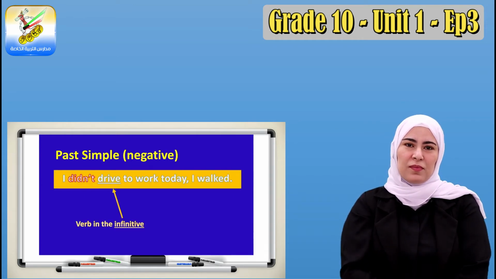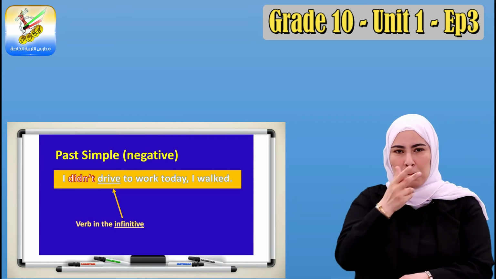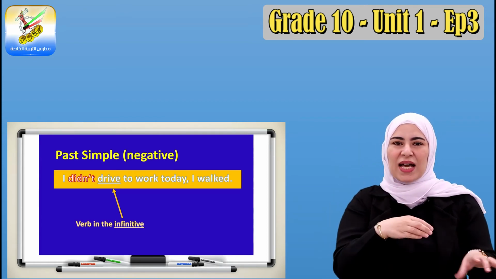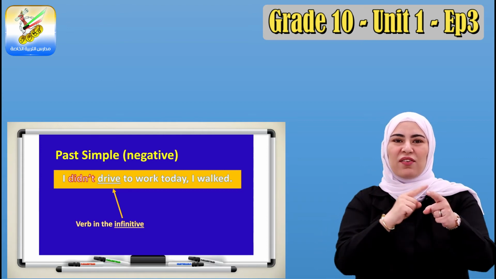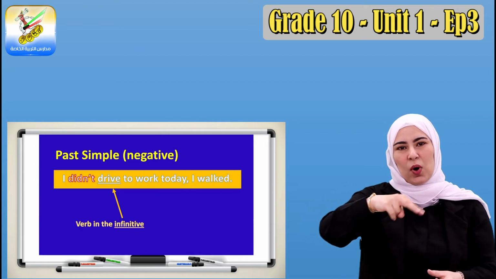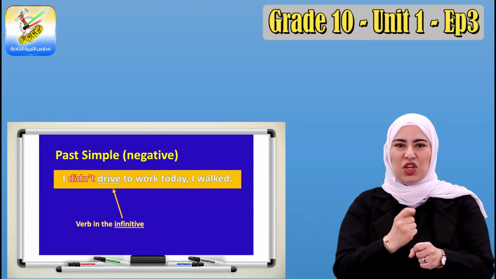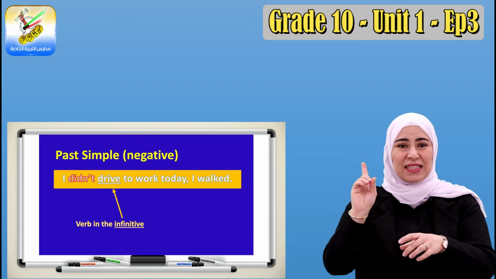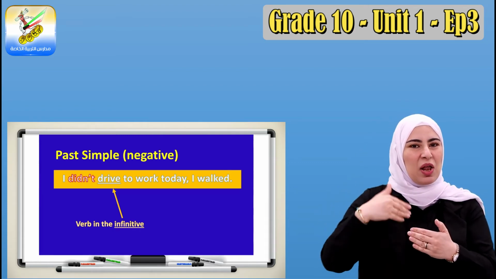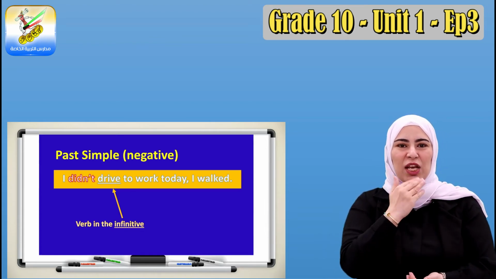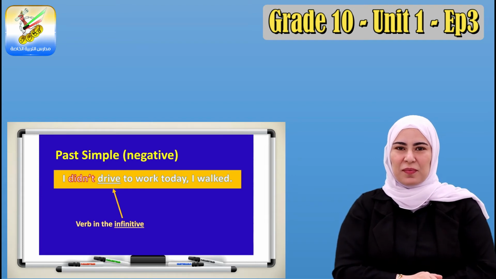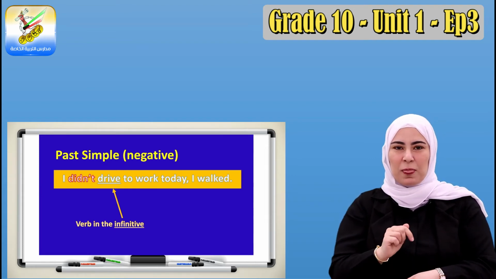If I want to use the past simple in the negative, I will say, I didn't drive to work today. I walked. Now, take a look at the use of the auxiliary verb did here. I used it in the negative form, didn't. Take a look at the verb. The verb is in the infinitive again, because as we said, the verb coming after the auxiliary verb is always in the infinitive. So in the past simple, if you want the sentence to be negative, you will use did with the verb.